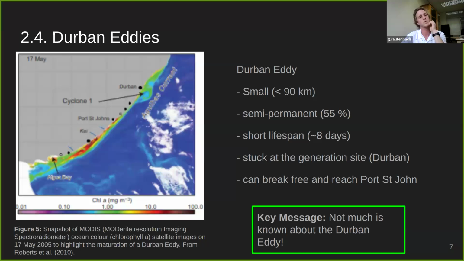However, with the recent advancements in satellite observations, it has allowed us to study the finer scale dynamics, such as the Durban Eddies. So Gustav in 2016 did show that the Durban Eddies are much smaller and far more frequent than Natal Pulses, occurring roughly 55% of the time, and have an average lifespan of roughly 8 days, which reoccurs every week, thus making their presence semi-permanent. They have a far shorter lifespan and often get stuck at the site of generation.